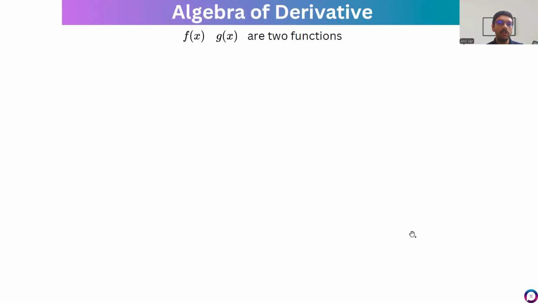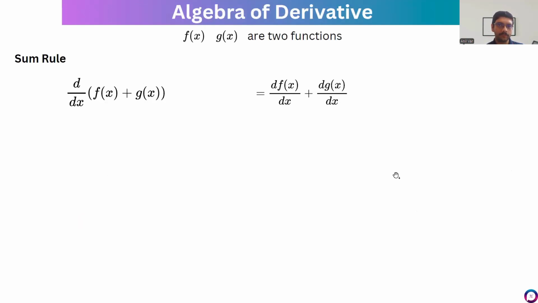Okay. Let's also look at some of the basic rules, right? Assume you have two functions, f of x and g of x, both functions of x. Now, if I want to find the derivative of the sum, so I'm adding f of x plus g of x, I want the derivative of the sum. The simple solution is you can take the derivative of each of them. So d by dx of f of x plus g of x is df of x by dx plus dg of x by dx. And we'll do examples very, very shortly. You'll actually see how this works in practice.